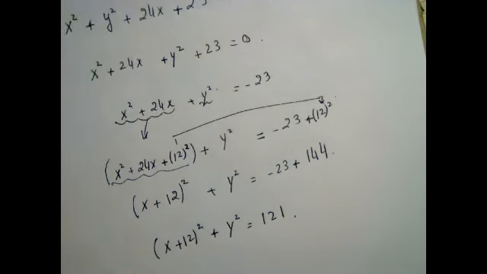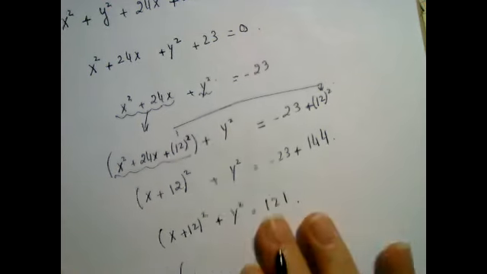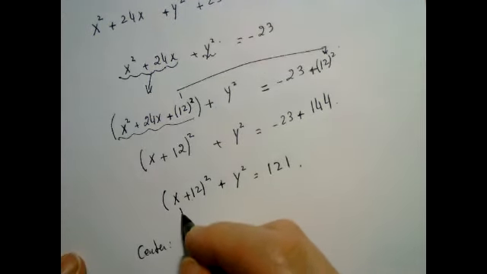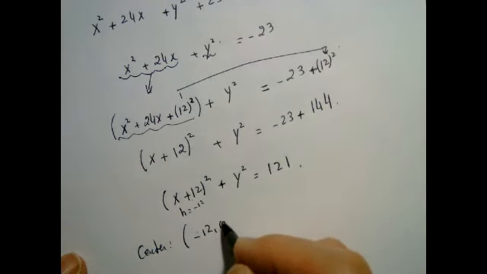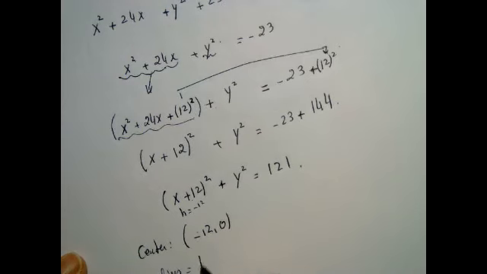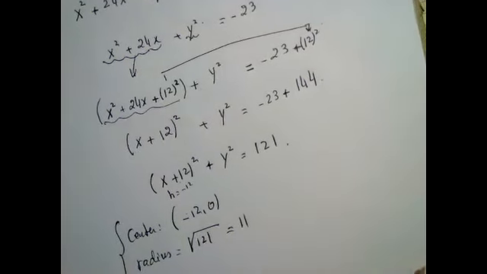So I rewrote it to become like this. So now my center is going to be, my (h, k) would be (minus 12, 0), and the radius will be the square root of 121, which is equal to 11. Okay.